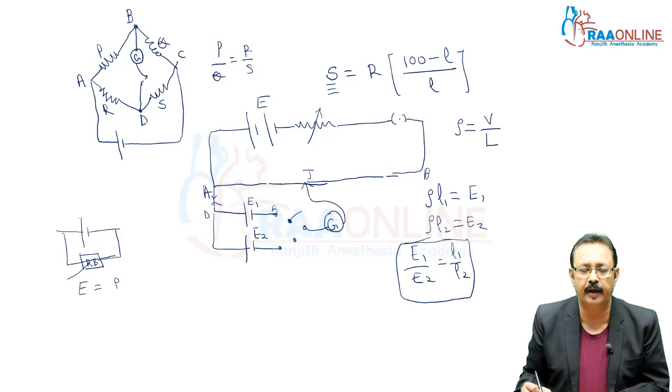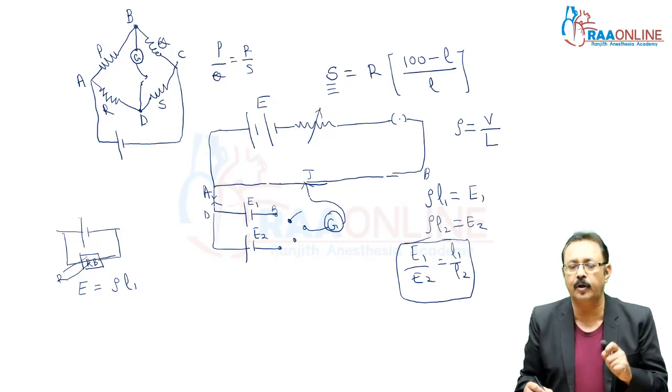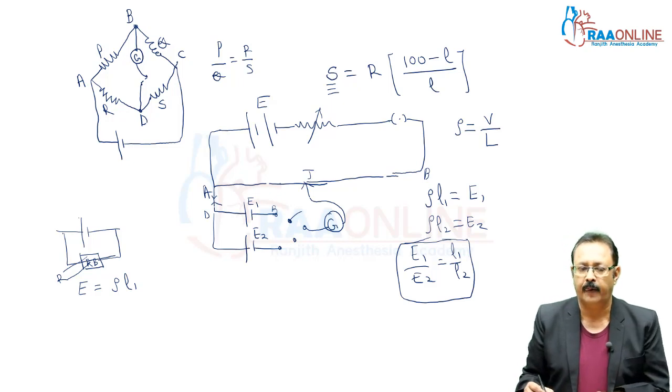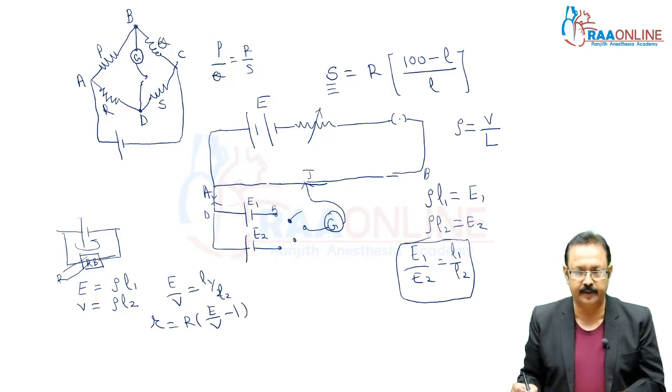Suppose it is L1. Now put some resistance R in the circuit with the help of the resistance box. Get the null point. The cell is not sending any current in the upward direction. But since the cell is sending current through the resistance box, its own circuit, its potential difference will balance on the potentiometer wire. So you will get E upon V equals L1 by L2, and we proved one formula: r equals capital R into (E by V minus 1). With the help of this formula, you can calculate internal resistance.